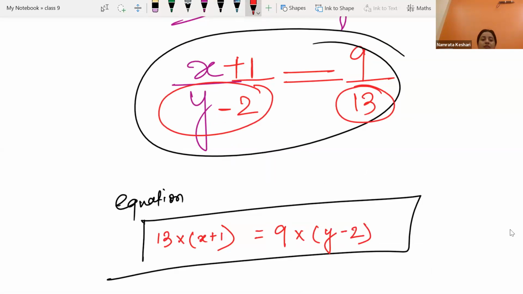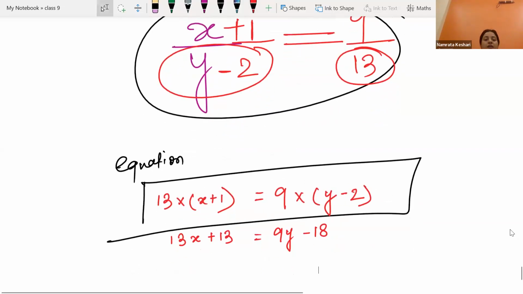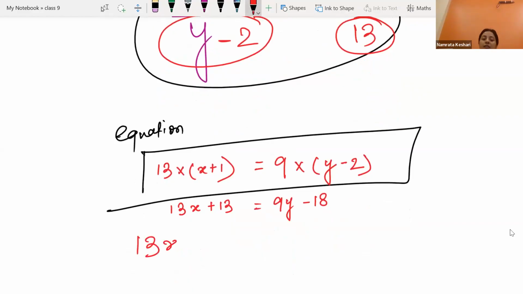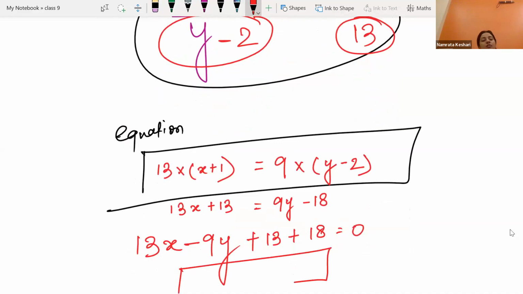Now we will open the bracket. It will be 13x plus 13 equals 9y minus 18. Let's continue. It will be 13x minus 9y plus 13 plus 18. Just do the simplification and write your final equation. That is your linear equation in two variables, which you have created just by reading the given word problem, according to the given situation. This is the equation we have. Clear so far?